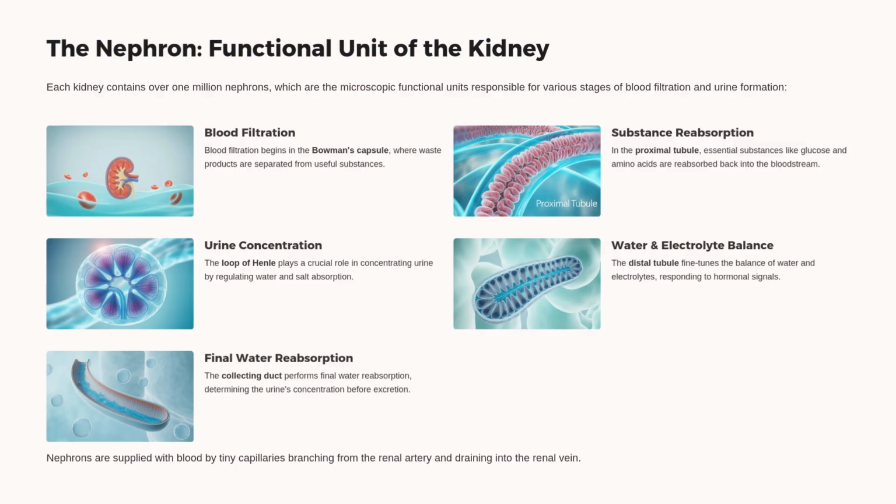4. Substance reabsorption. In the proximal tubule, essential substances like glucose and amino acids are reabsorbed back into the bloodstream. 5. Water and electrolyte balance. The distal tubule fine-tunes the balance of water and electrolytes, responding to hormonal signals. Nephrons are supplied with blood by tiny capillaries, branching from the renal artery and draining into the renal vein.